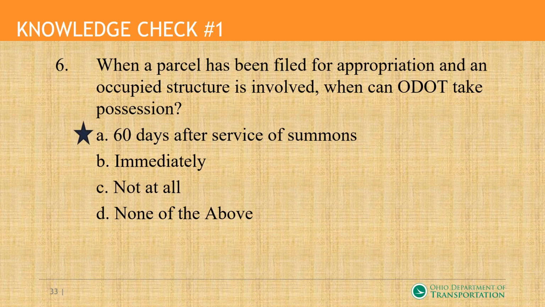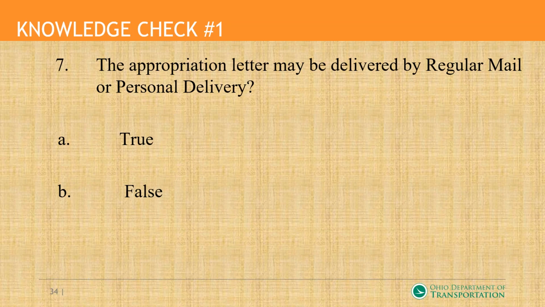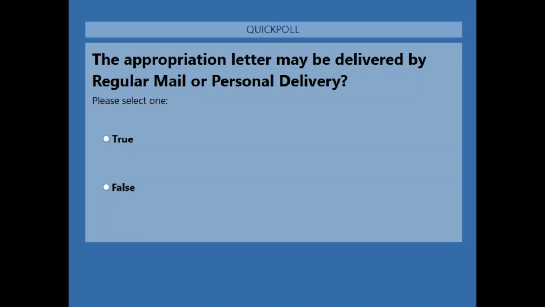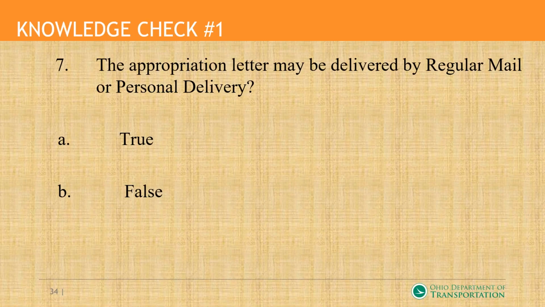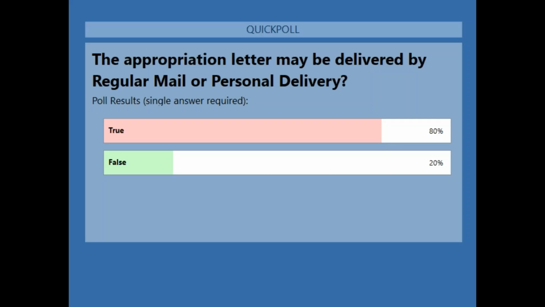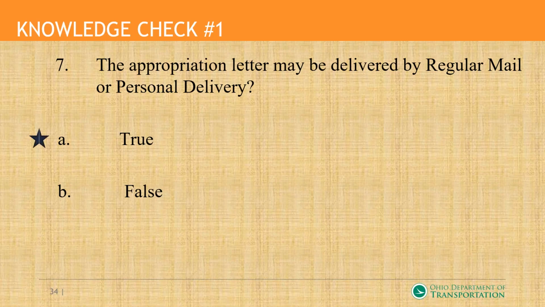I believe we're up to the last one. Let me launch the question. It's true or false. The appropriation letter may be delivered by regular mail or personal delivery. True or false? Wow, they voted the quickest on this one. Here's the responses. 80% said true and 20% said false. I'll hide that, and then you can show them the answer. Excellent. Thank you so much for doing those questions.